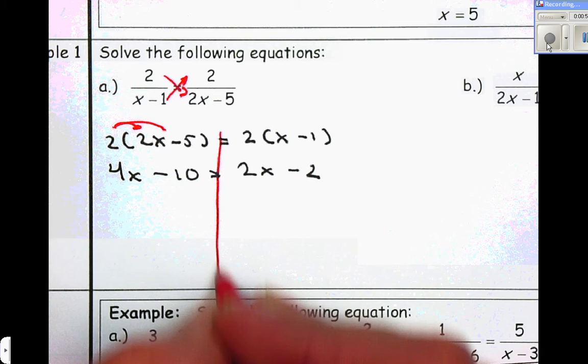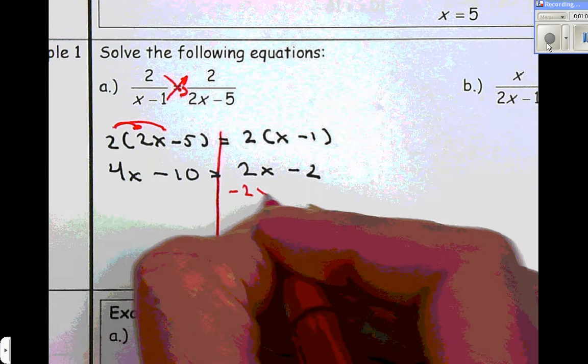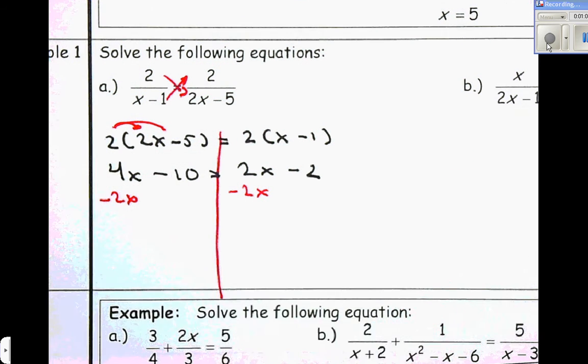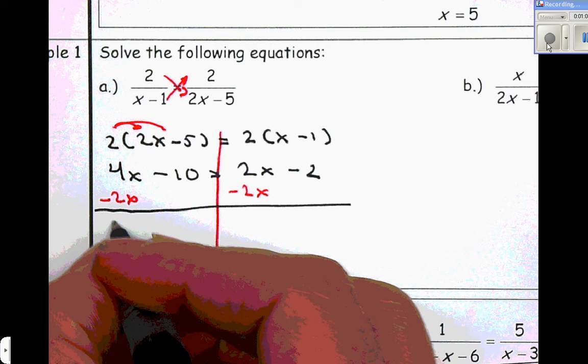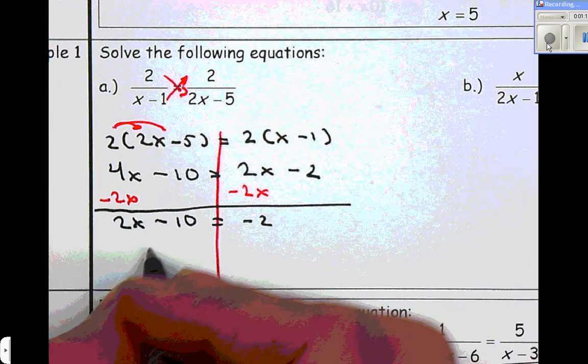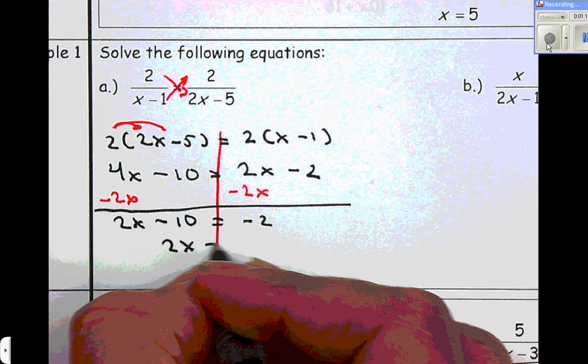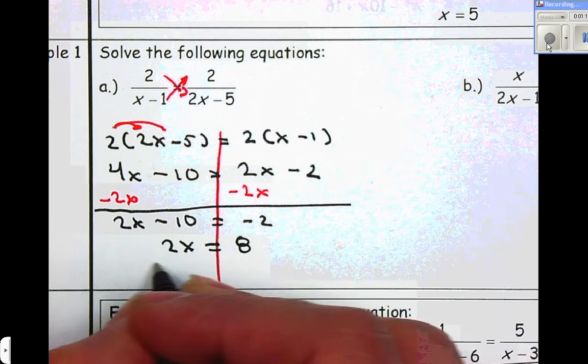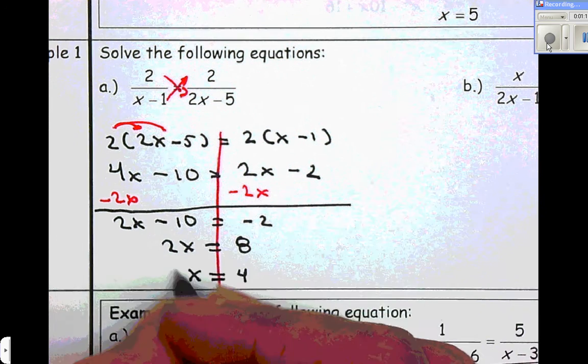I'm not going to draw the line. I'm going to minus 2x on both sides. That will give me 2x minus 10 is equal to negative 2. I'm going to plus 10 on both sides. That gives me 2x is equal to 8. Divided by 2, x is equal to 4.